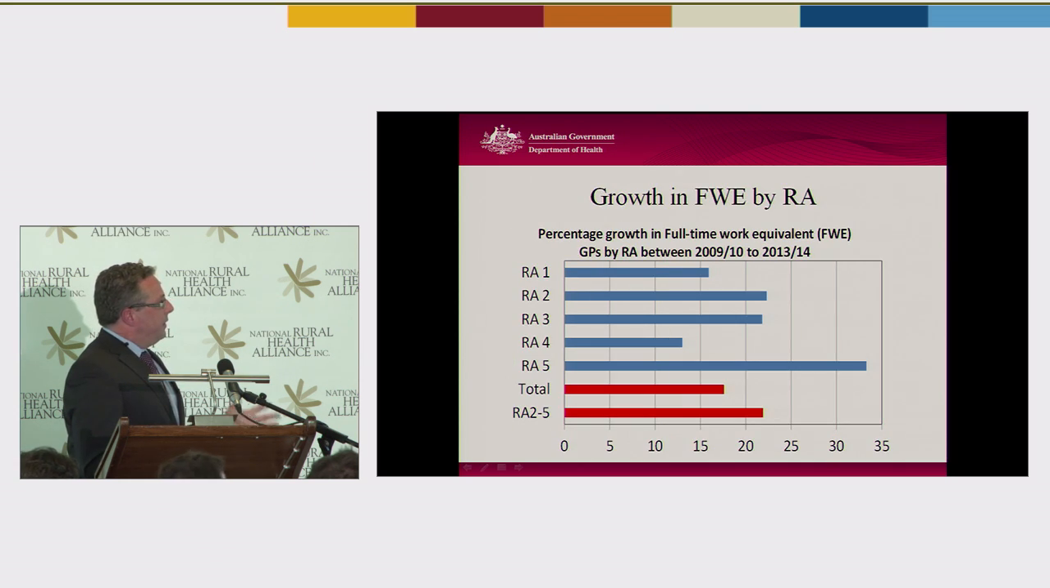So looking at growth in FWE by RA, this one might be a bit familiar. We normally put this one up to show that our health policies have been working.